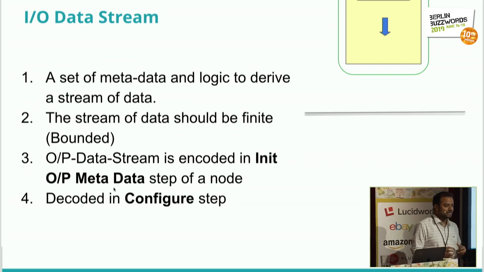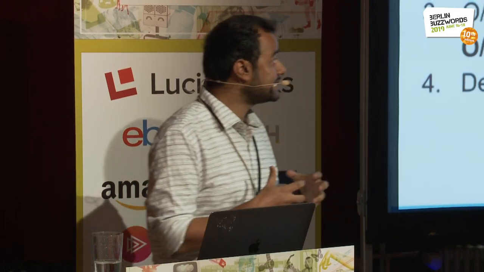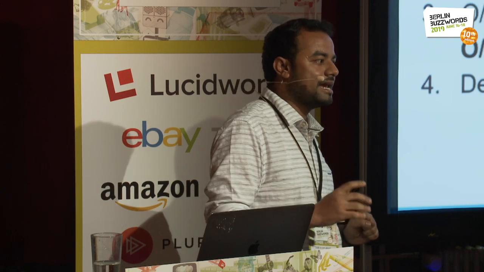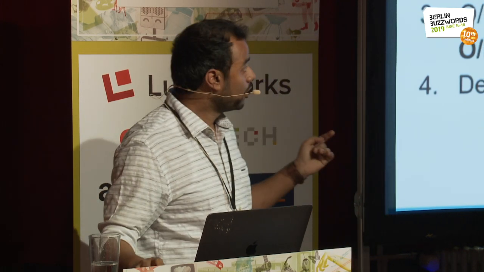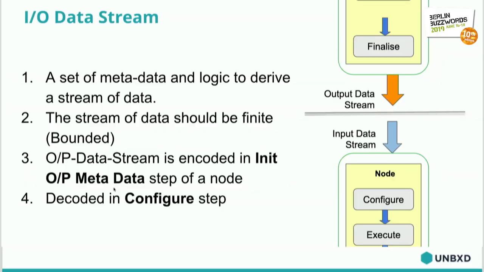This checkpointing, if we start doing it for millions of records, doesn't really scale. So what we have designed is that every node should output a set of metadata, and every node will have logic to convert the metadata into the actual set of data that it should be processing.